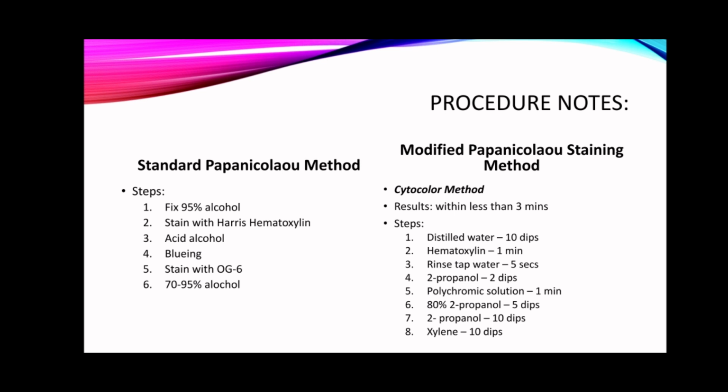And another 5 dips for 80% 2-propanol. Next is 2-propanol again for 10 dips. And for clearing, lastly, is xylene, another 10 dips. And now you're ready to mount your slides for reading.